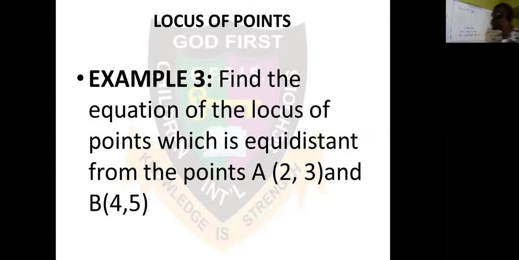Okay, locus of a point. Example 3. Find the equation of the locus of points which is equidistant from the point A (2, 3) to this, and coordinate B, you have (4, 5).